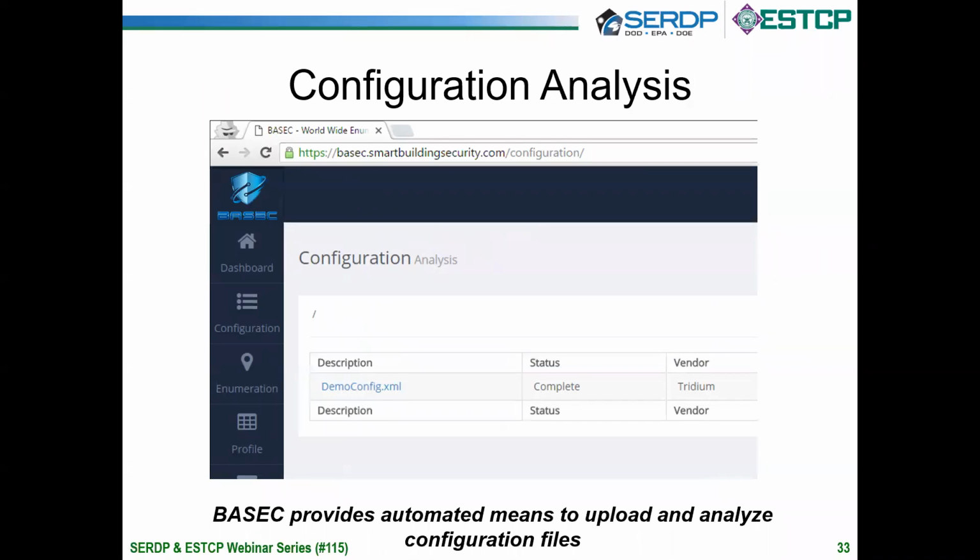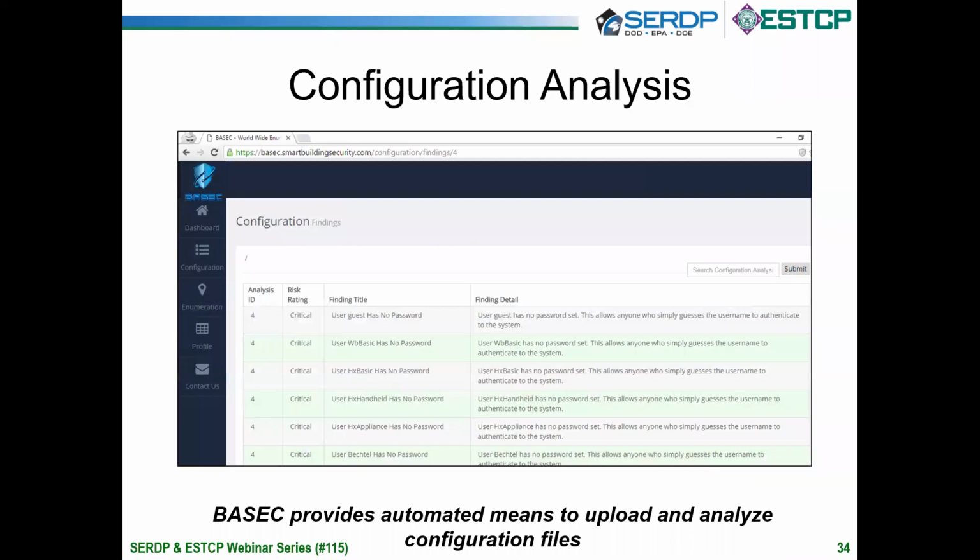If you want to look at the results of that, you can get an easy to use page that essentially defines all the findings for this particular configuration file. And so here's an example of one of the in-application reports that we generate. All this happens within a matter of a few seconds, right?